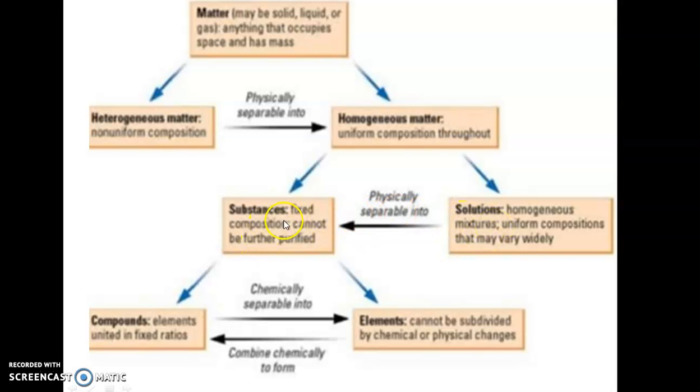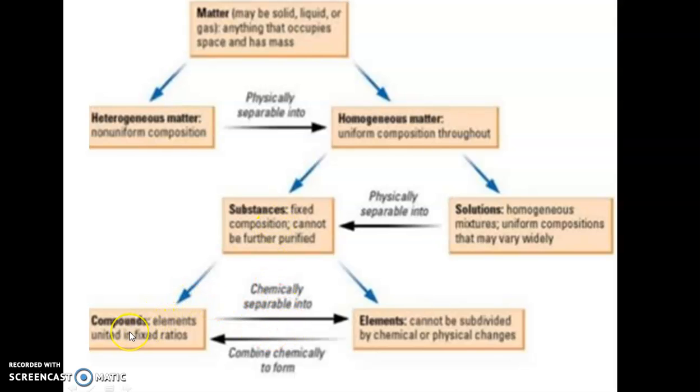So what are substances? Substances mean fixed composition and cannot be further purified. And what about solutions? A solution is a homogeneous mixture with uniform composition that may vary widely. Here again the key point is that solutions are physically separated into substances.